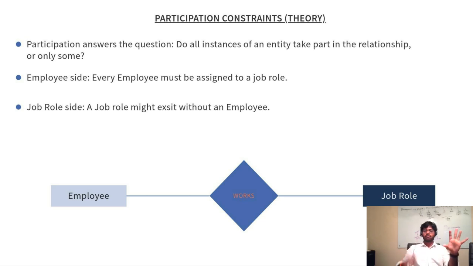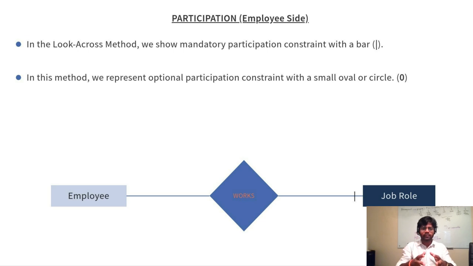On one side, employees. In most companies, every employee must be assigned to a job role, making the participation mandatory. And on the other hand, the job roles, however, might exist without any employees for now, making the participation optional, right? So let's clearly understand the participation constraint on the employee side now.